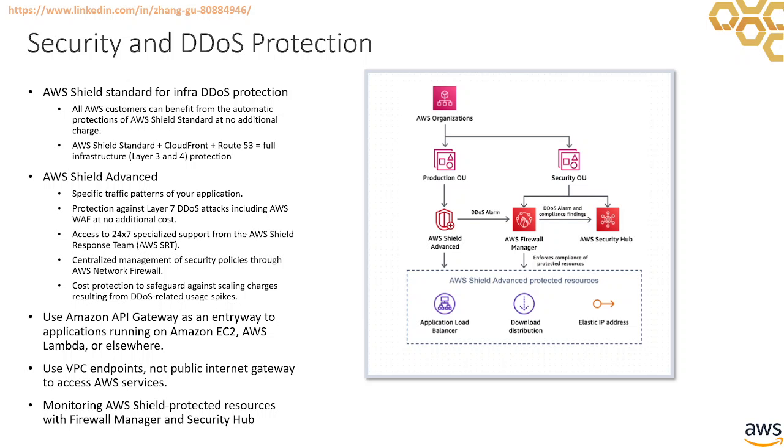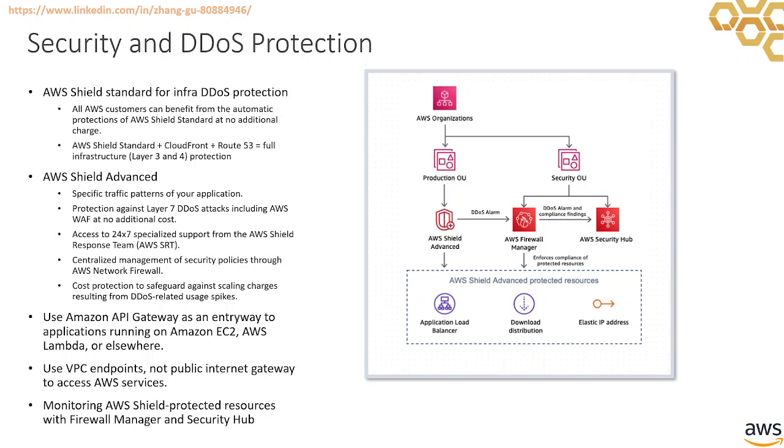All AWS customers benefit from the automatic protections of AWS Shield Standard at no additional charge. AWS Shield Standard defends against the most common, frequently occurring network and transport layer DDoS attacks. When you use AWS Shield Standard with CloudFront and Route 53, you receive comprehensive availability protection against all known infrastructure attacks. For a higher level of protection, you can subscribe to AWS Shield Advanced.